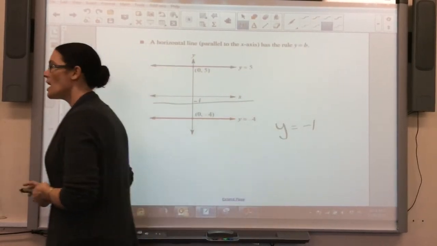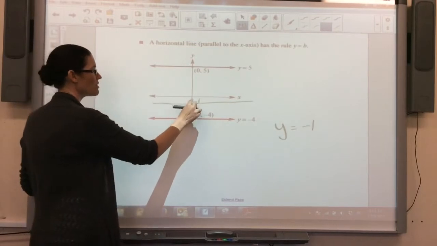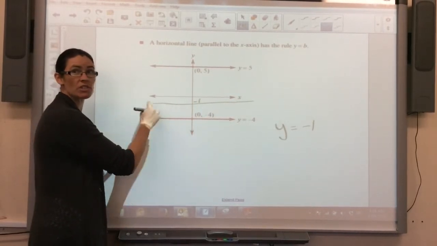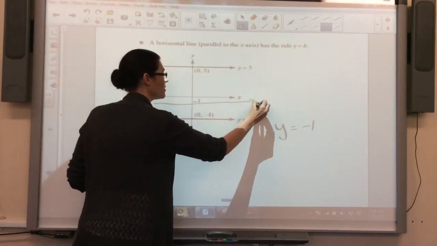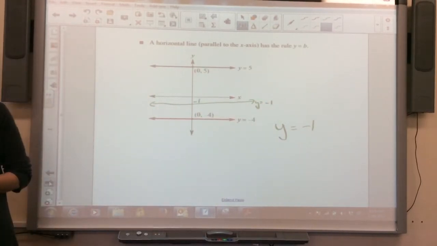Because the x is 0. That's 1, 2, 3, 4. So we just cut across straight through where y is -1.